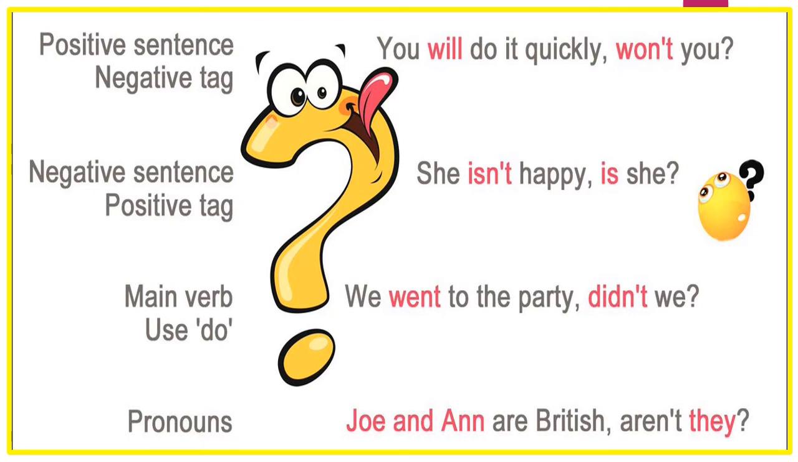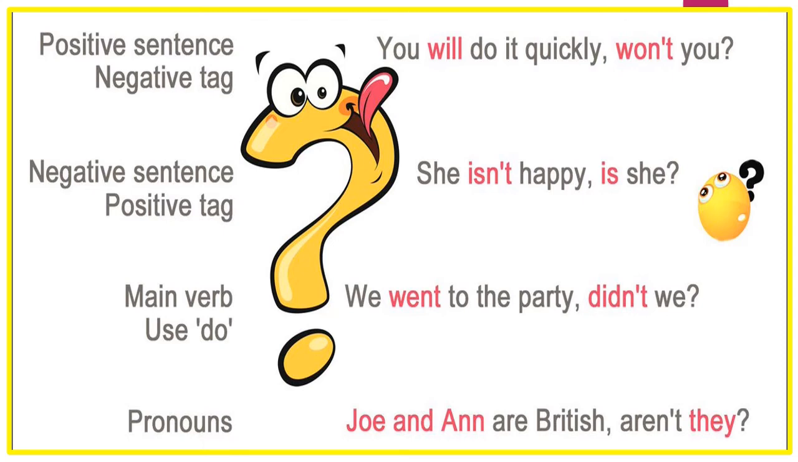So, is the sentence positive or negative? Yes, the sentence is positive. So, remember the tag must be negative. So, what is the auxiliary verb? Are is the auxiliary verb. So, aren't. Joe and Anne, can we use?